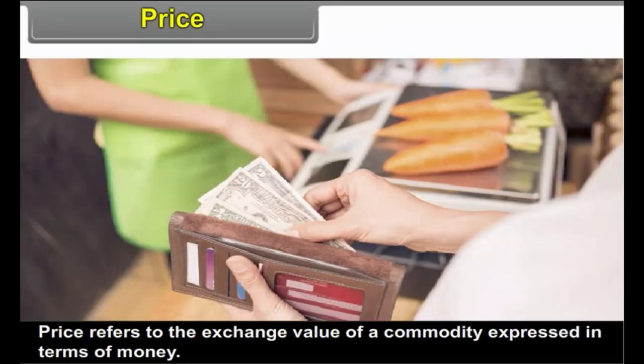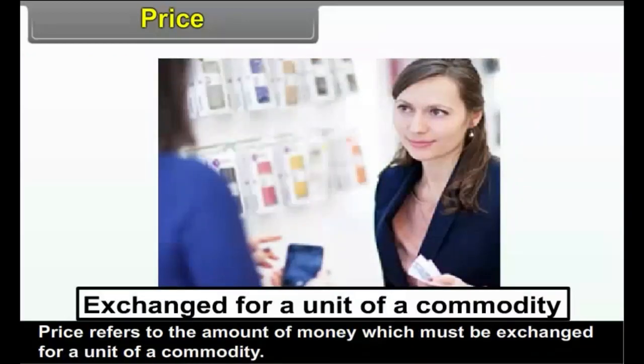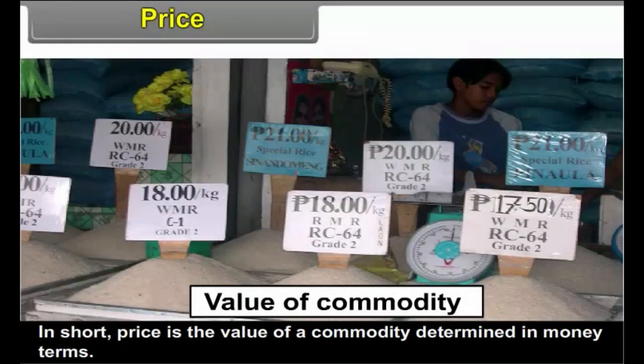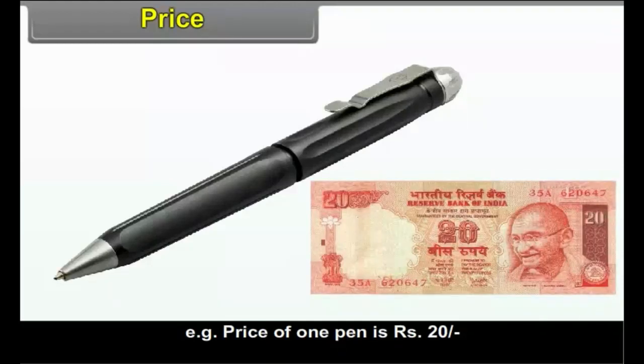Price. Price refers to the exchange value of a commodity expressed in terms of money. Price refers to the amount of money which must be exchanged for a unit of a commodity. In short, price is the value of a commodity determined in money terms. Example, price of 1 pen is 20 rupees.